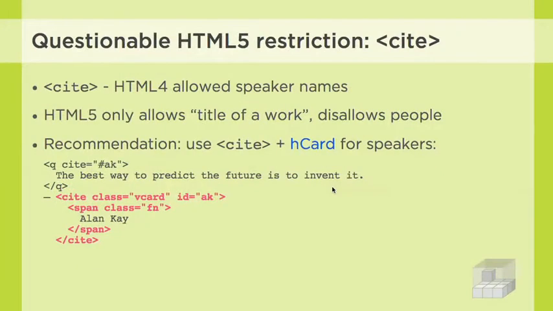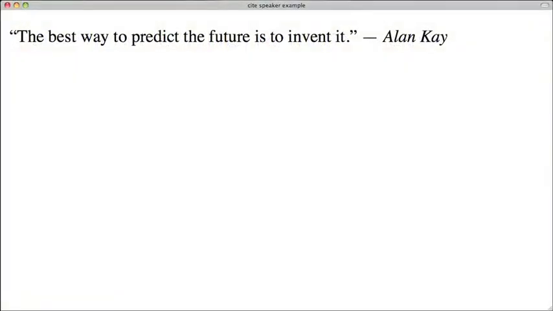Here's an example. A quote tag, the best way to predict the future is to invent it. And that was said by Alan Kay. I don't know if he actually said that in print anywhere, but as far as I know, he was the person that said it. So rather than omitting that semantic information, I'm using the cite element here with an hCard, it starts with class equals vcard, and a class of fn to indicate that that's his full formatted name, to indicate that this cite is a speaker that's a person. I encourage you to do this, and this is what modern web designers have been doing for quite some time and will continue to do so.